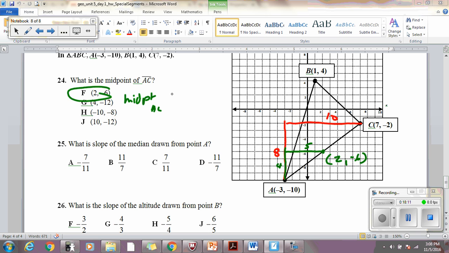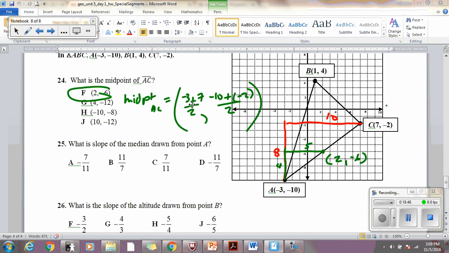For AC, you would say the x for A is -3 plus the x for C, which is 7, divided by 2. The y for A, which is -10, plus the y for C, which is -2, divided by 2. So that's extra work. Both should be shown as evidence to let me know that you understand what you're doing.